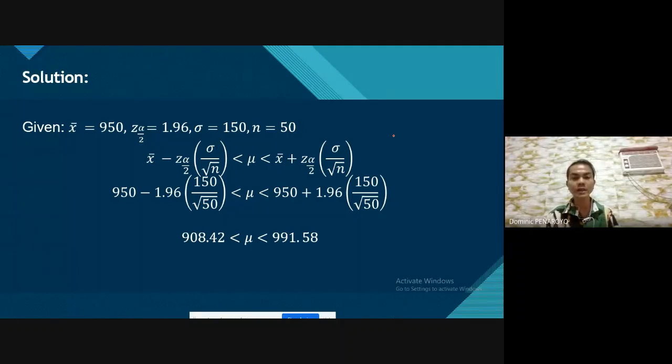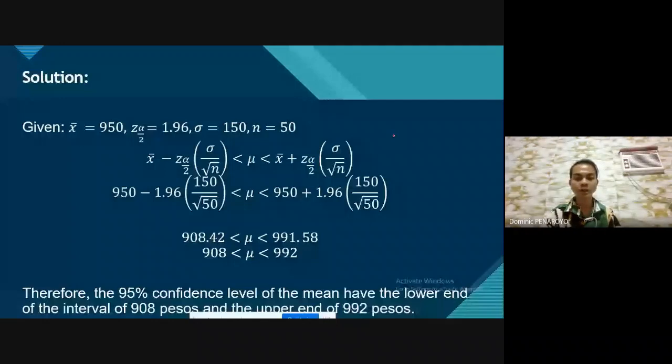So again, our sample mean is a whole number. Therefore, our final answer should be a whole number as well. Therefore, the 95% confidence interval of the mean has a lower end of 908 pesos and an upper end of 992 pesos.